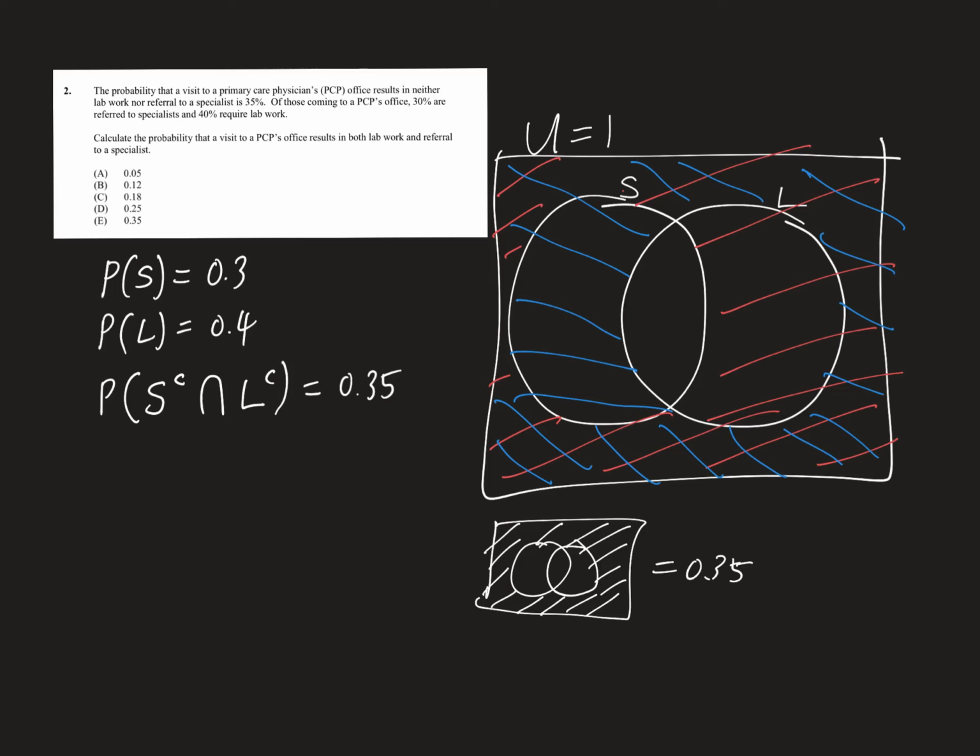Now, they're asking us to calculate the probability that a visit to a PCP's office results in both lab work and referral to specialists. So, in other words, they're asking us to find this area. Well, so how do I do that?